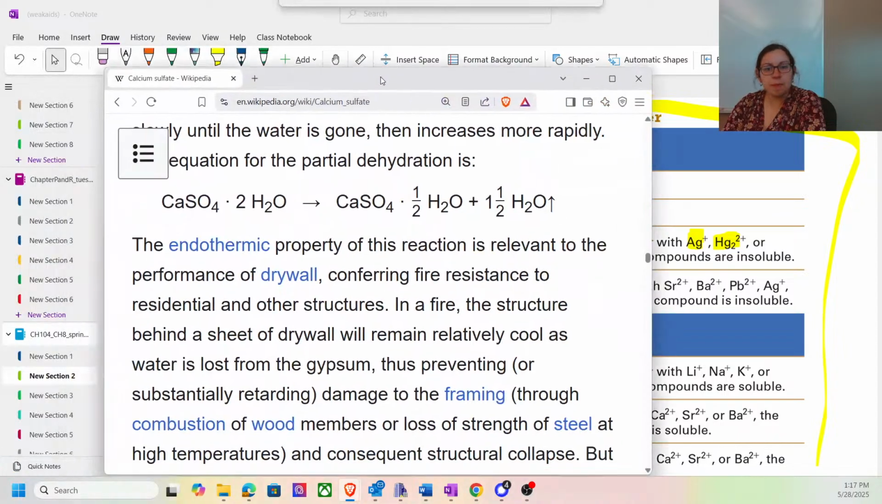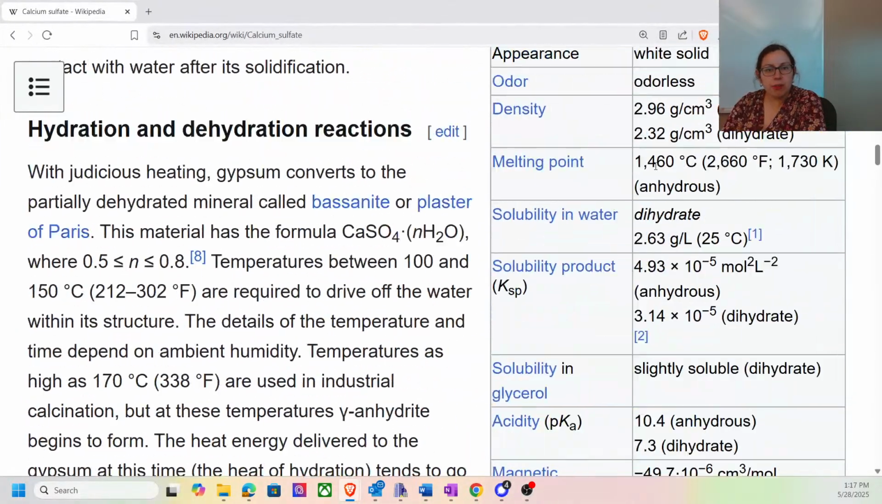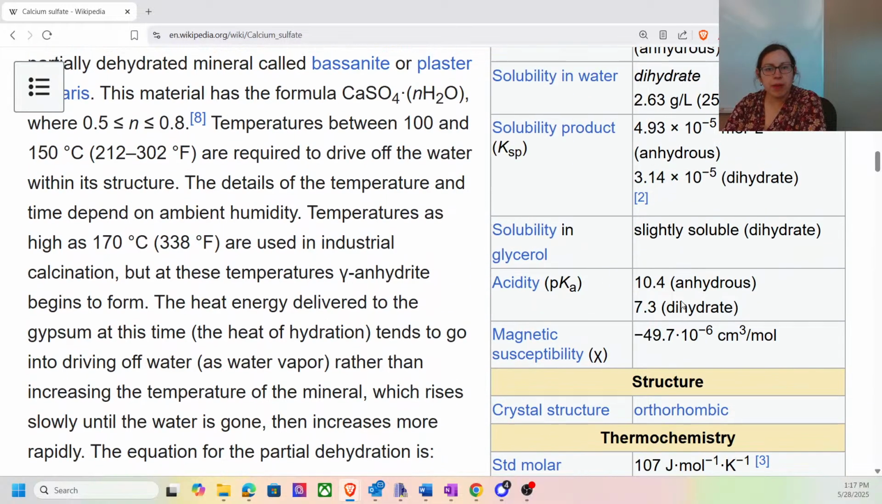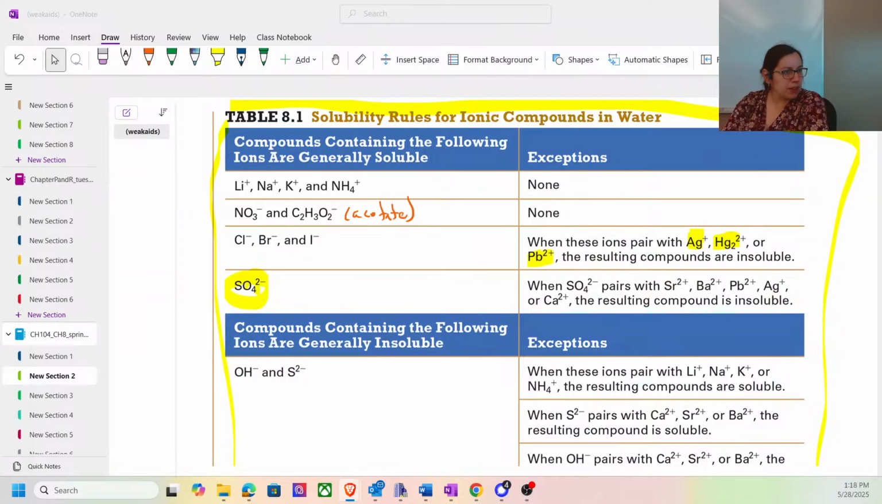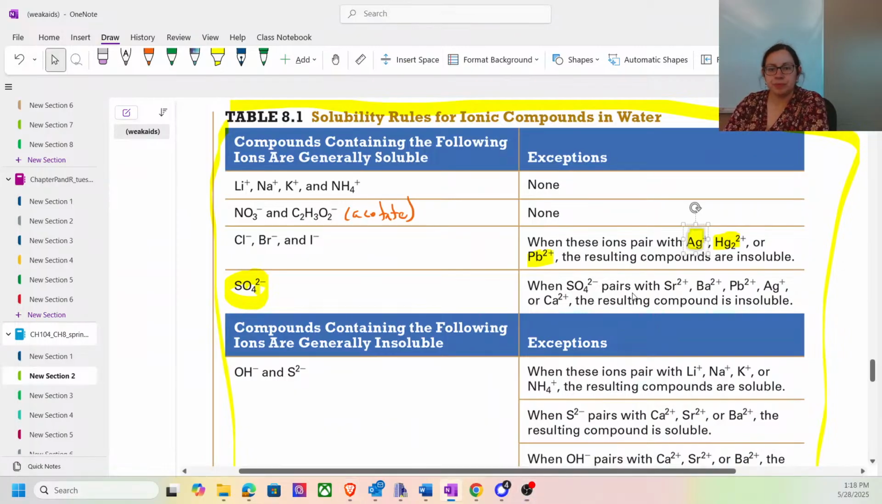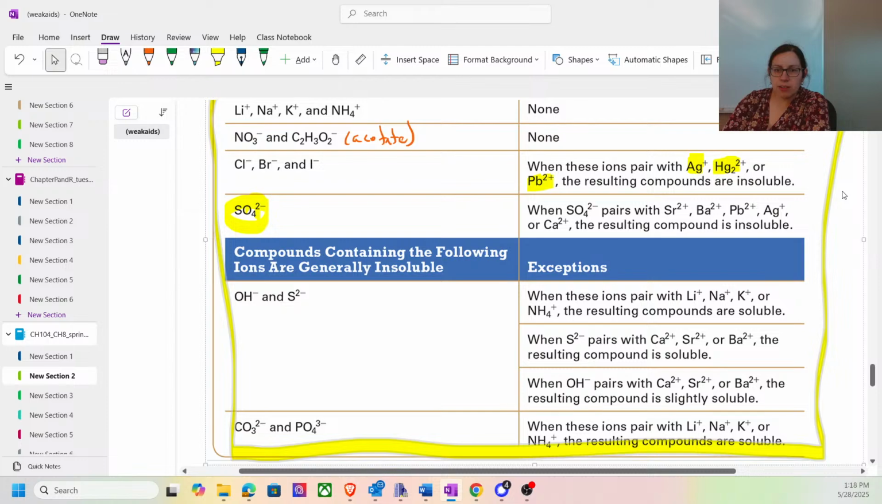Looking at calcium sulfate, if you compare the solubility, relatively speaking it's more soluble than our silver chloride, at 2.63 grams in a liter at 25 degrees Celsius, and it has these Ksp values. That gives you some context for why you might get discrepancies, but again, those are generally considered insoluble.